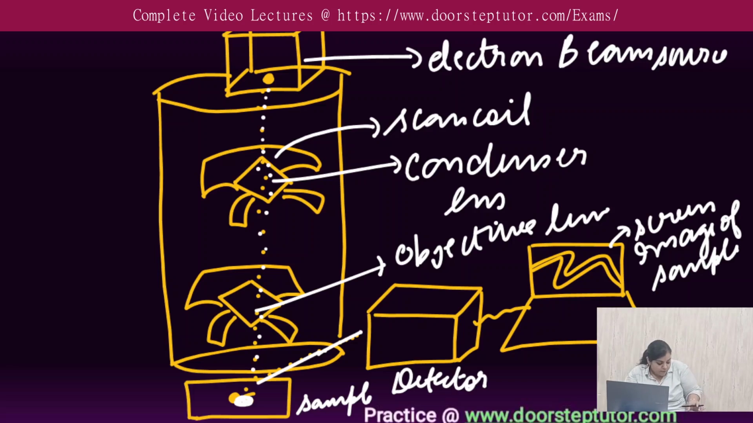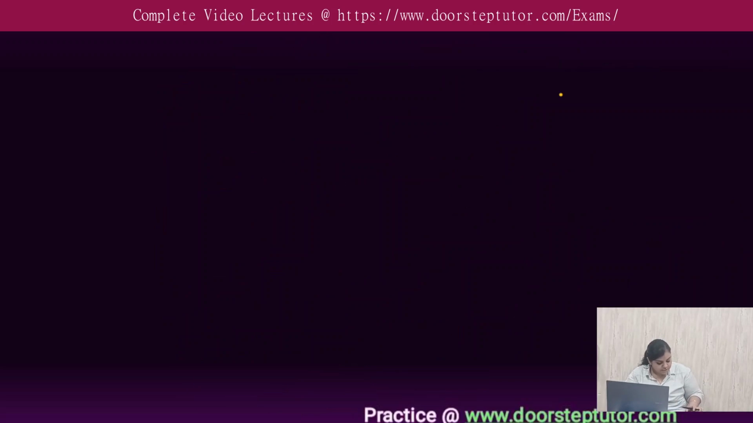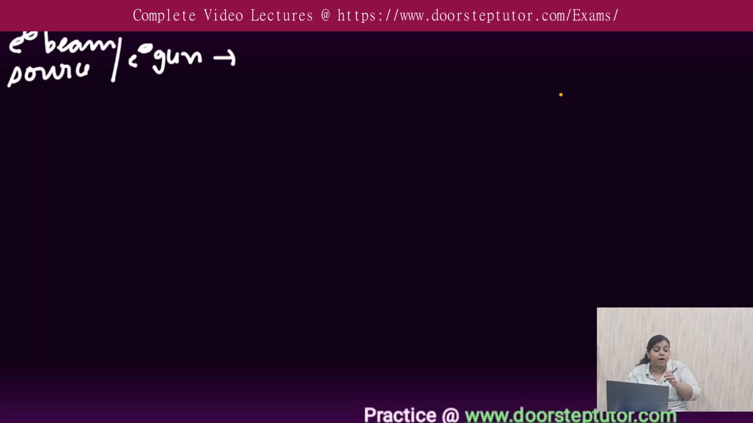So now let us see one by one the role of each of these components that we have labeled in this microscope. First we have seen that it is your electron beam source, or we call it my electron gun. By this, what you are doing is producing a fast beam of primary electrons, right? So it is used to produce a fast beam of electrons.